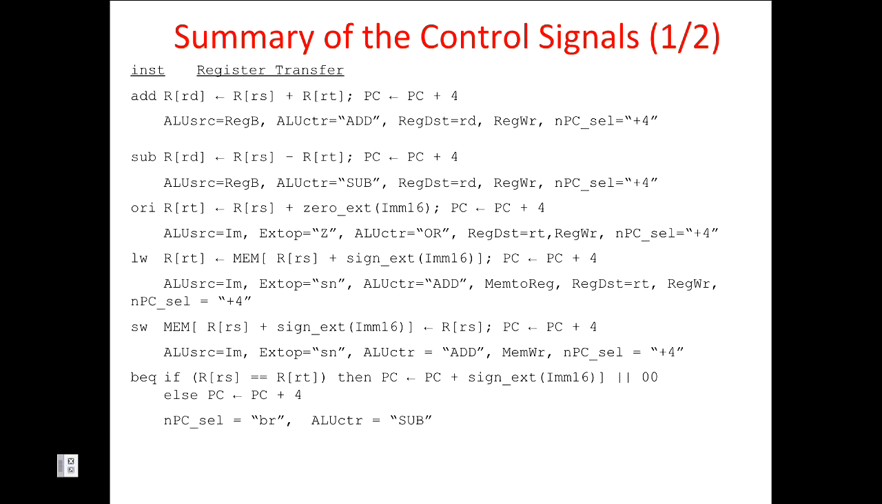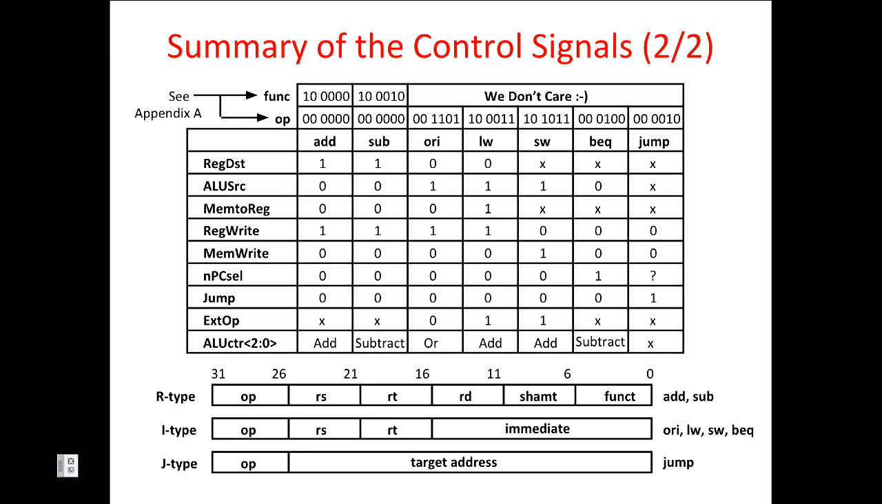So, here's a summary of all the control signals that we looked at. For add, we saw that these are the values of ALU source, control, regdest, regwrite, and PC select. For sub, for ORI, for load word, for store word, and BEQ. We went through each of these different values, right? And what I can do is take a look at this, and as I said, based on looking at this, come up with a big truth table. So that's what we'll do. We create a truth table out of this.